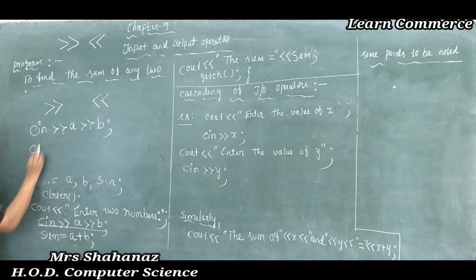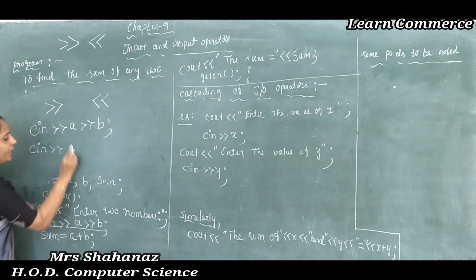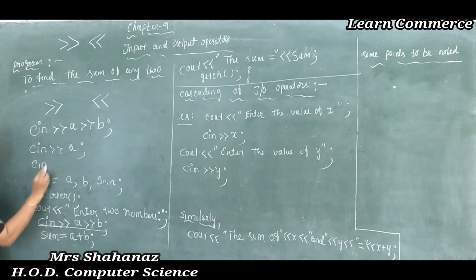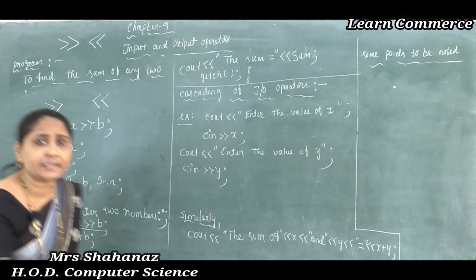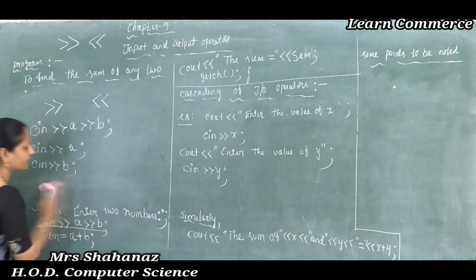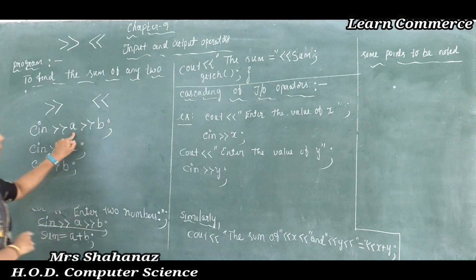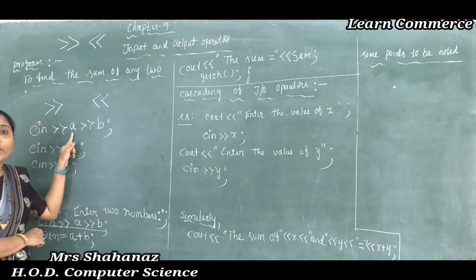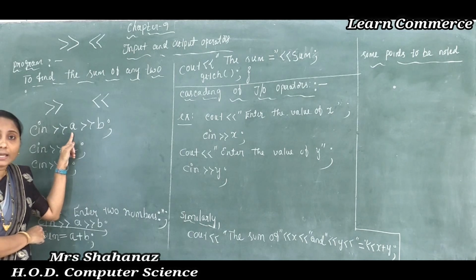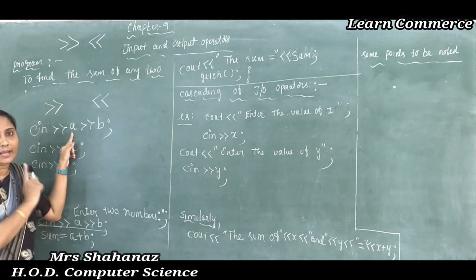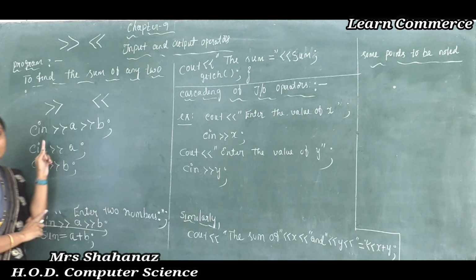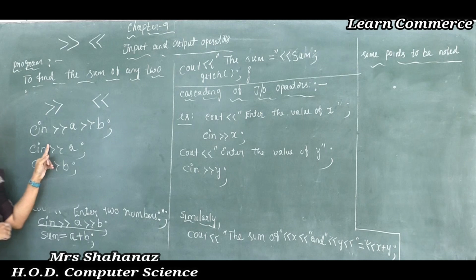Otherwise we need to use cin A semicolon cin B. It's a time consuming process in this case. But instead of this, it is possible to input more than one variable in a single cin statement using multiple stream extraction operators, and this is called the cascading of input operators. So clear this point here.